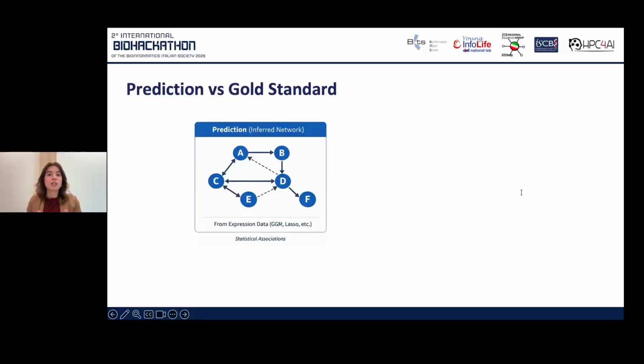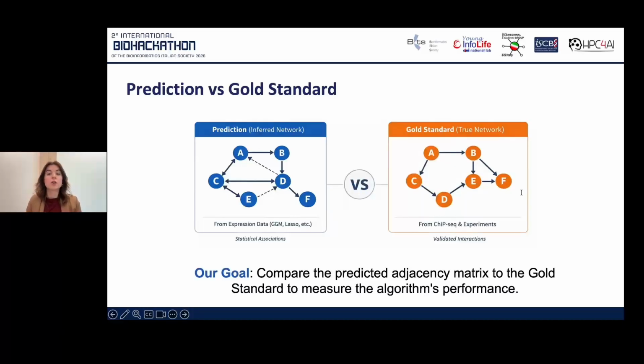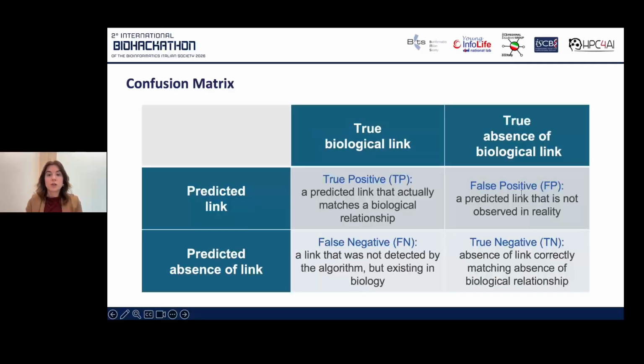Let's say we predicted a network and we want to know if it actually reflects biological reality. To do this, we want to compare our statistical associations with the gold standard, which for us is, let's say, a reference network built from validated biological experiments. To compare the inferred network against the ground truth network, we must start from the so-called confusion matrix.